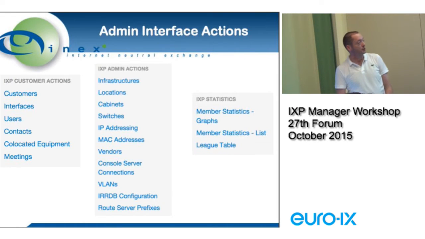And then there's just a couple of tools at the end. All of the members' graphs. We have a league table. We kind of keep track. From the graphing, we can see how much traffic each member pushes through the exchange. We can build up a league table to see who the biggest guys are.